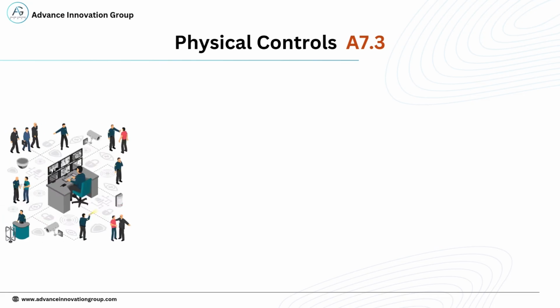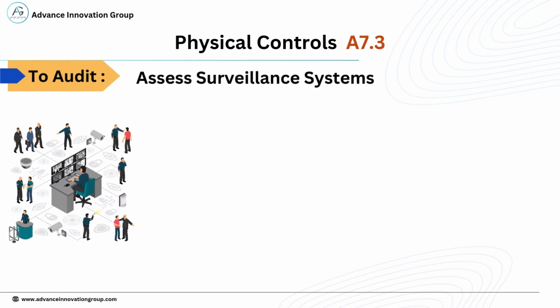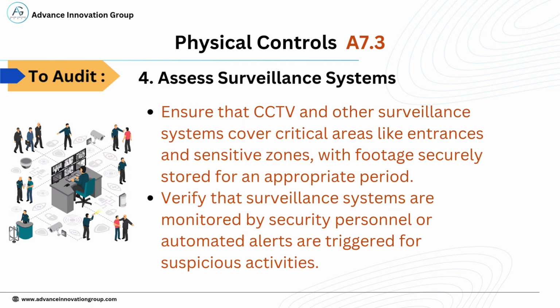Physical controls of 7.3. To audit, 4th, assess surveillance systems. Ensure that CCTV and other surveillance systems cover critical areas like entrances and sensitive zones, with footage securely stored for an appropriate period. Verify that surveillance systems are monitored by security personnel or automated alerts are triggered for suspicious activities.